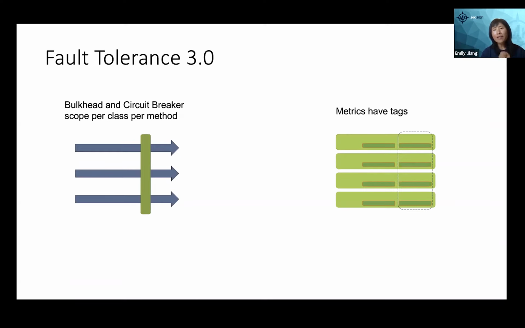The other thing is the metrics. MicroProfile Fault Tolerance has some metrics that tell you how many retries it has done and how often it has timed out, etc. And it uses MicroProfile Metrics. In Fault Tolerance 3.0, it adopts the metrics tags. So that means when you create Grafana queries, you can simplify your query with the new tags.